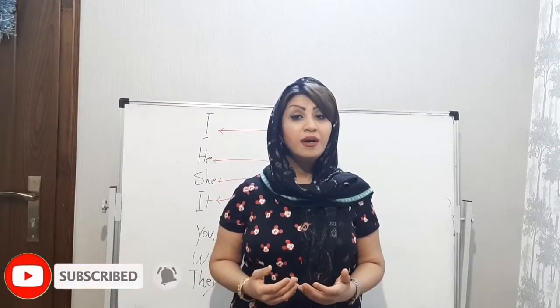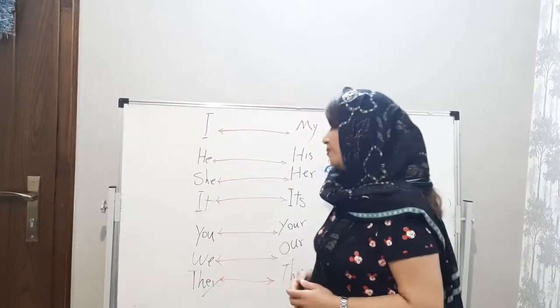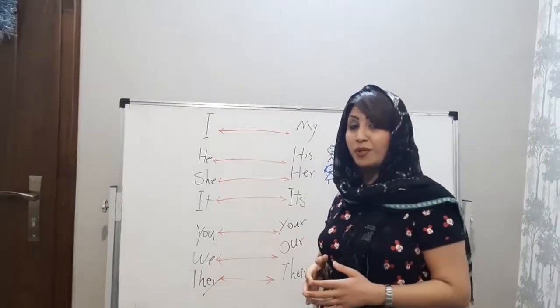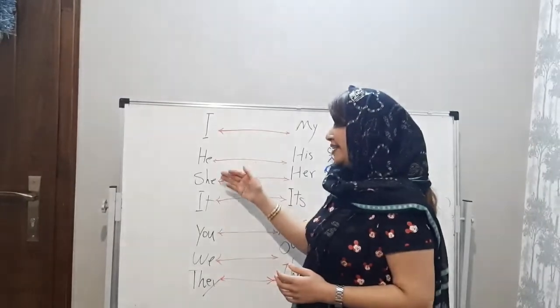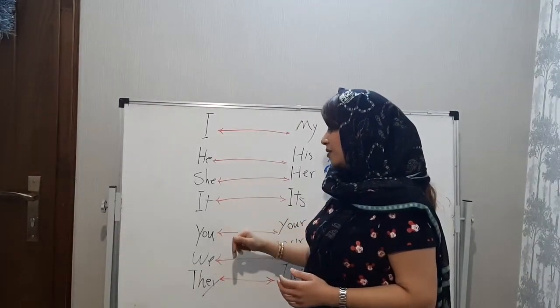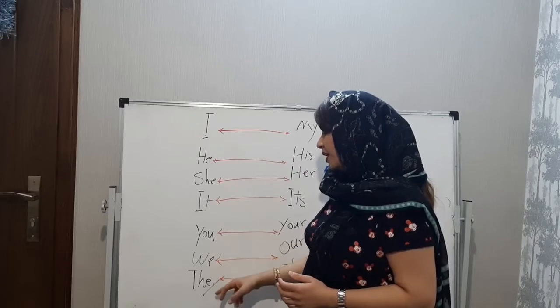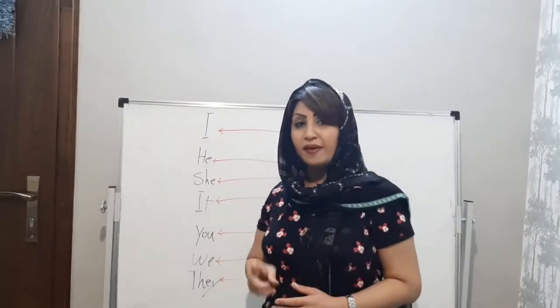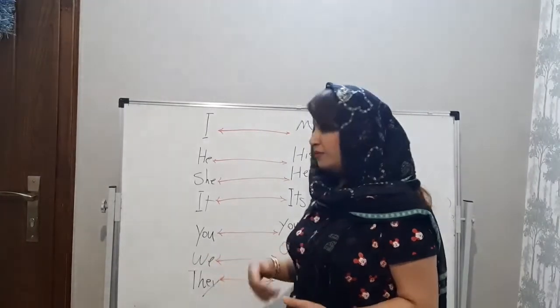Okay, what is a possessive adjective? Do you know what a subject pronoun is? Of course, yes, you know it, because I told you before. We have eight subject pronouns: I, he, she, it, you, we, they. And as you know, we have two yous: you for singular and you for plural.